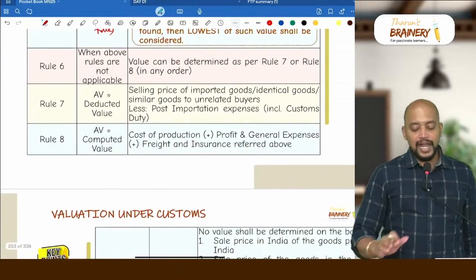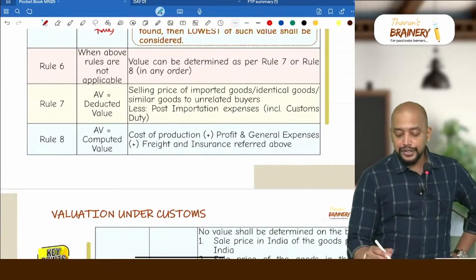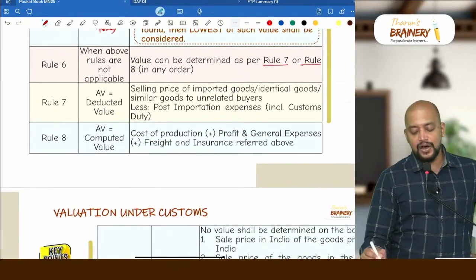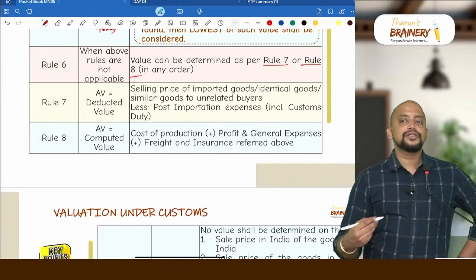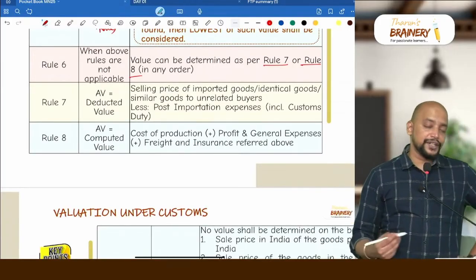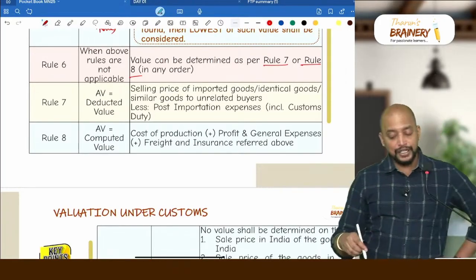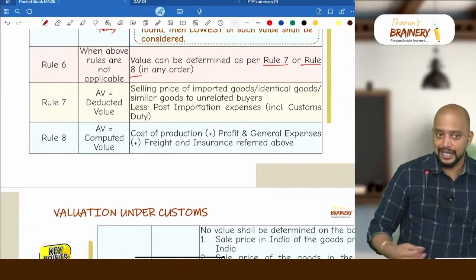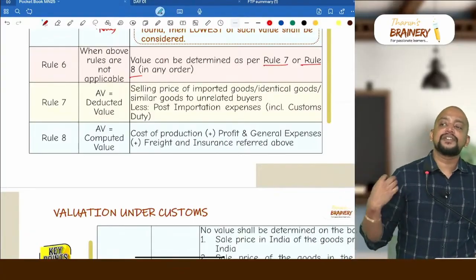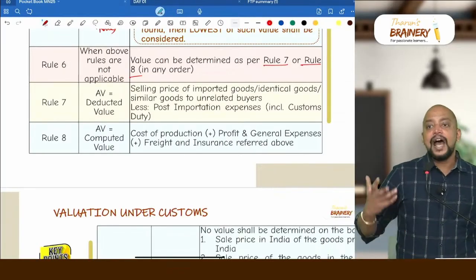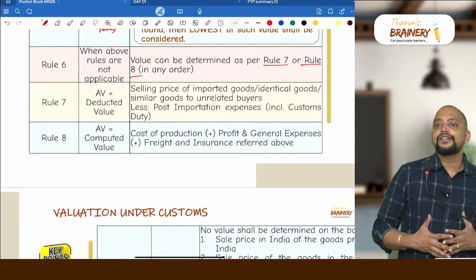What if we don't have anything of that sort? Then we need to determine the value as per rule 7 or rule 8 in any order. There is no priority there. Either we can go for deductive value or we can go for computed value. We need to select, that is the importer needs to select, and whenever he selects, that value can be taken. And computed value, computed value means what will happen?